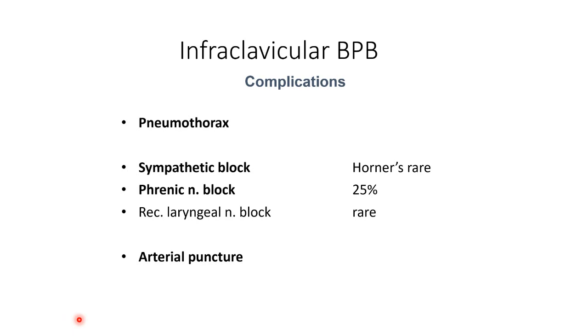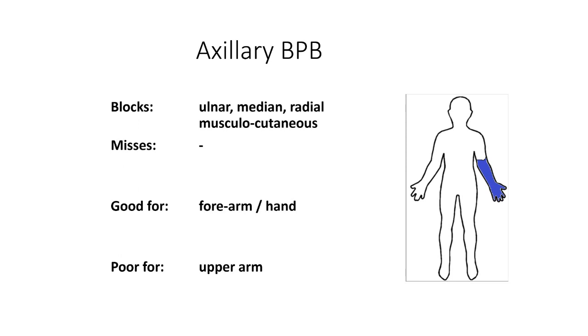Let us look at the axillary approach to the brachial plexus block. In axillary approach, we are targeting the four main terminal branches of the brachial plexus, mainly the ulnar, median, radial, and the musculocutaneous nerve. Now, it doesn't miss any branch from the brachial plexus, but it will still miss the intercostobrachial nerve, and so you may still have a spared skin area on the medial aspect of your arm. It's a good block for forearm and hand operations. It's not so good a block to do for any operation above the elbow.